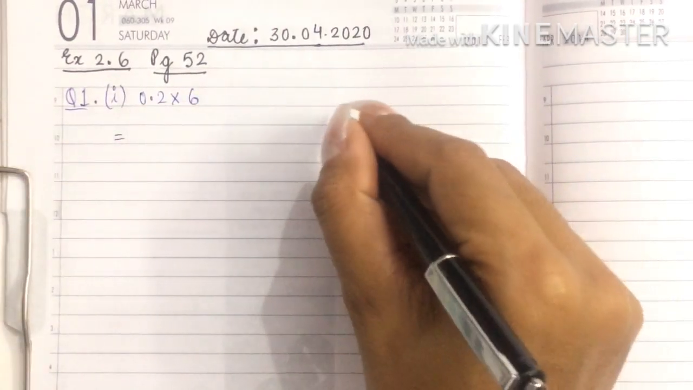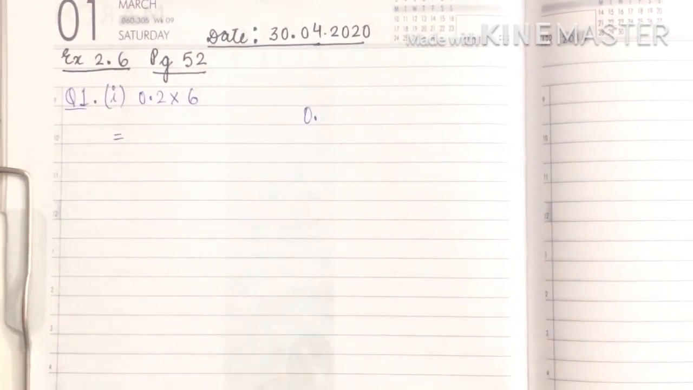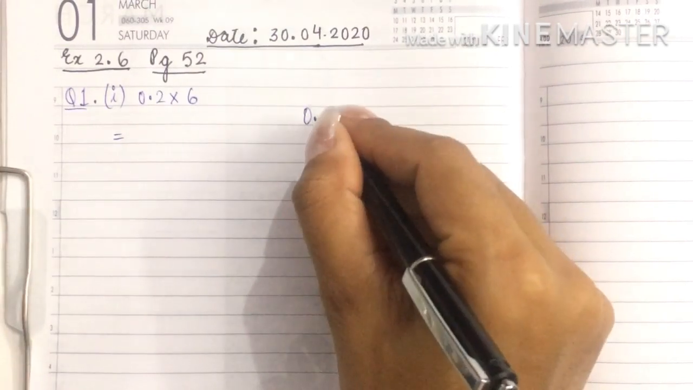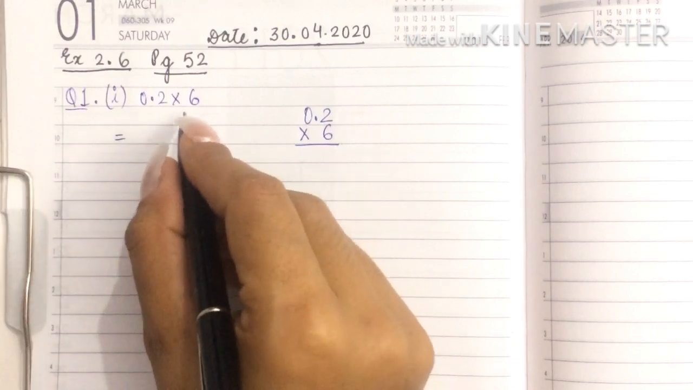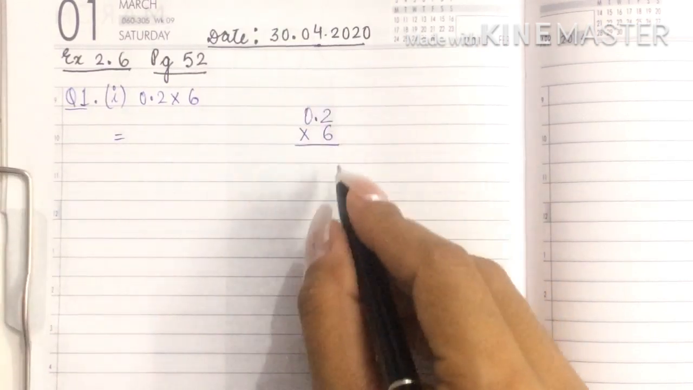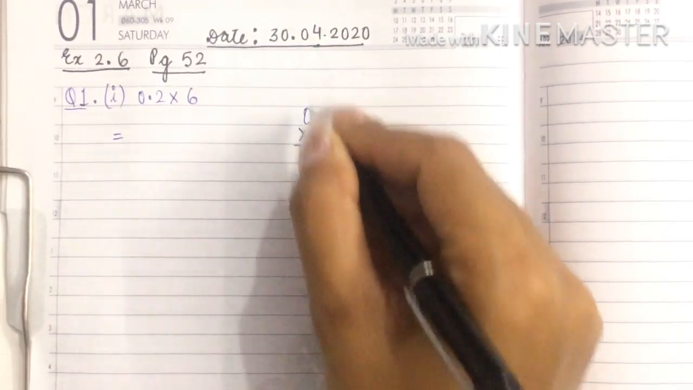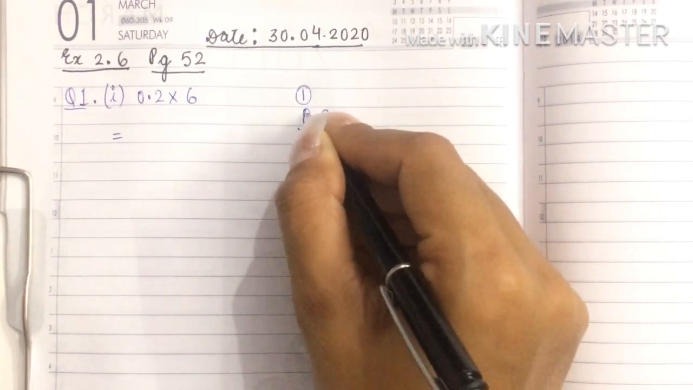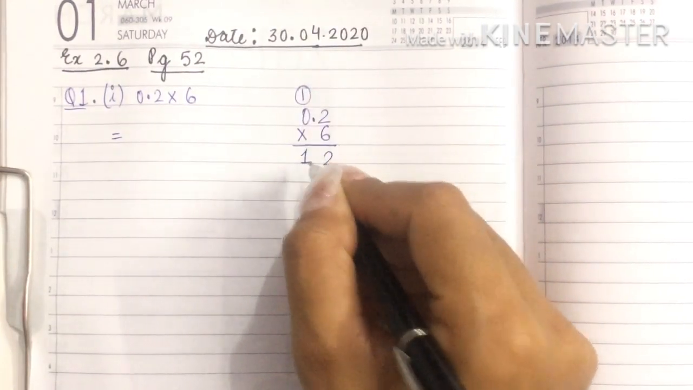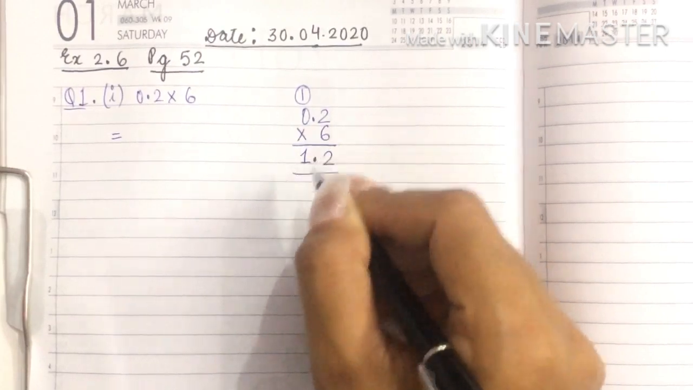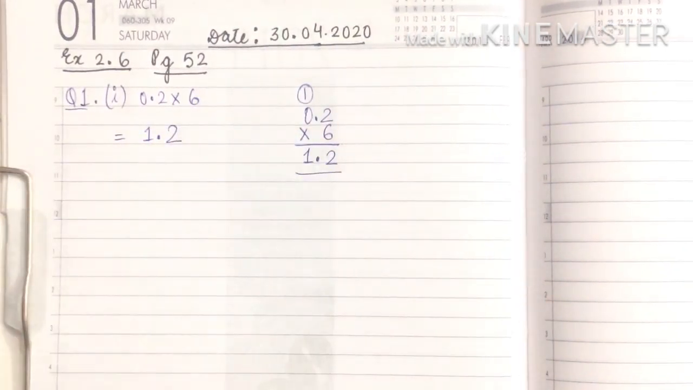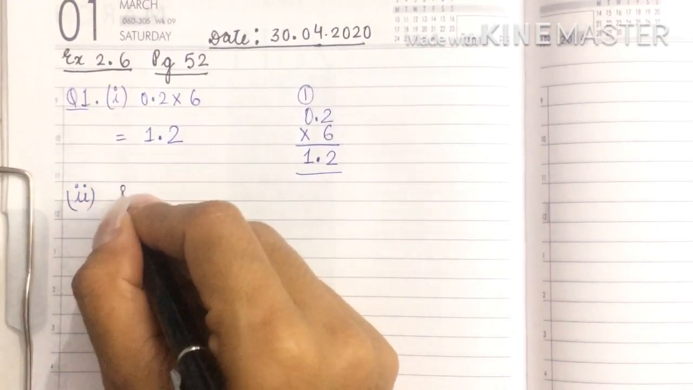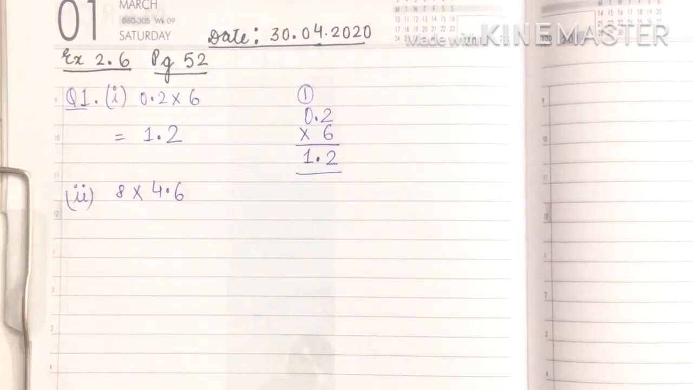So I'm multiplying directly, and this multiplication should be shown in fair work. So 0.2 multiplied with 6, a number with the point, a number without a point. I can directly multiply these. 6 2s are 12, 1 carried over, 6 zeros are 0 plus 1 is 1. Putting the point directly below the point, so the answer is 1.2. This is first method. Let's do second part, 8 multiplied with 4.6.